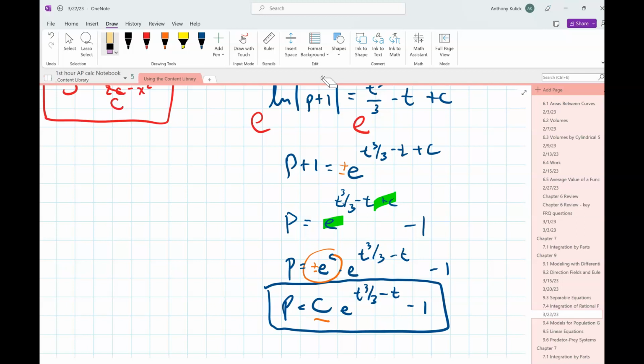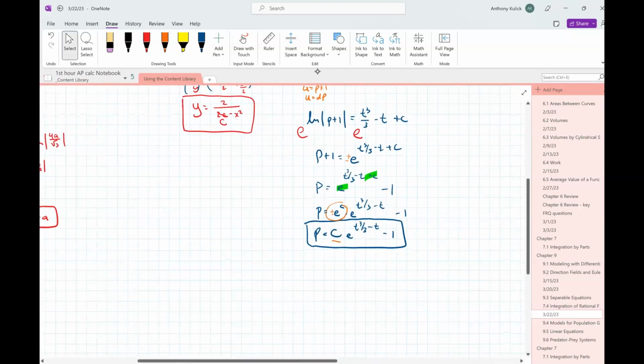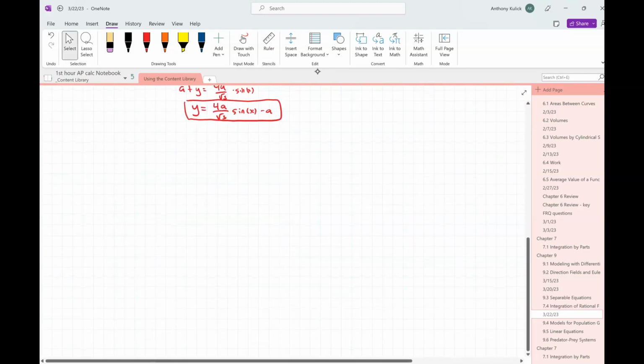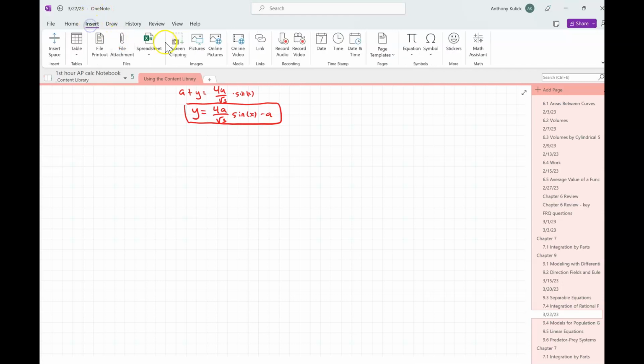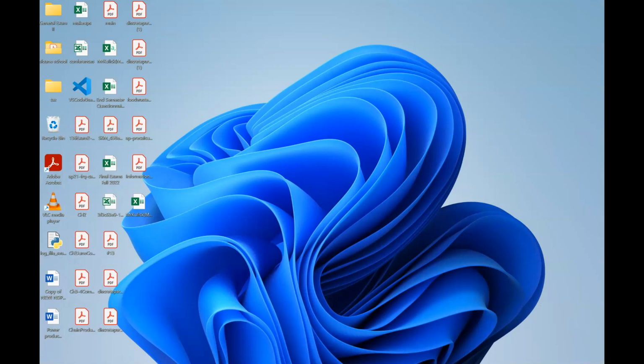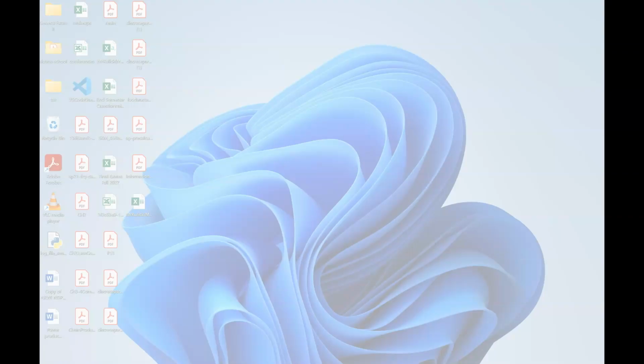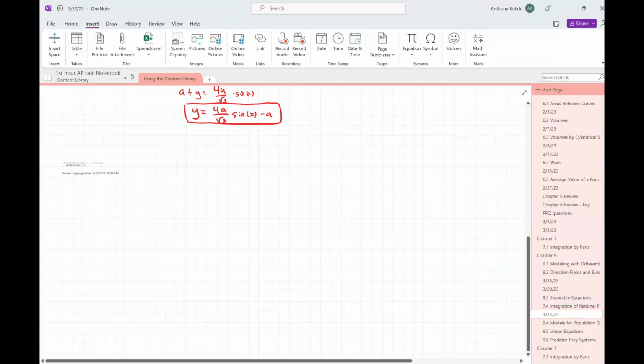Blake, would you mind doing number 22 in the same section? 22? Sure. I need some space down here or something. That's little now.